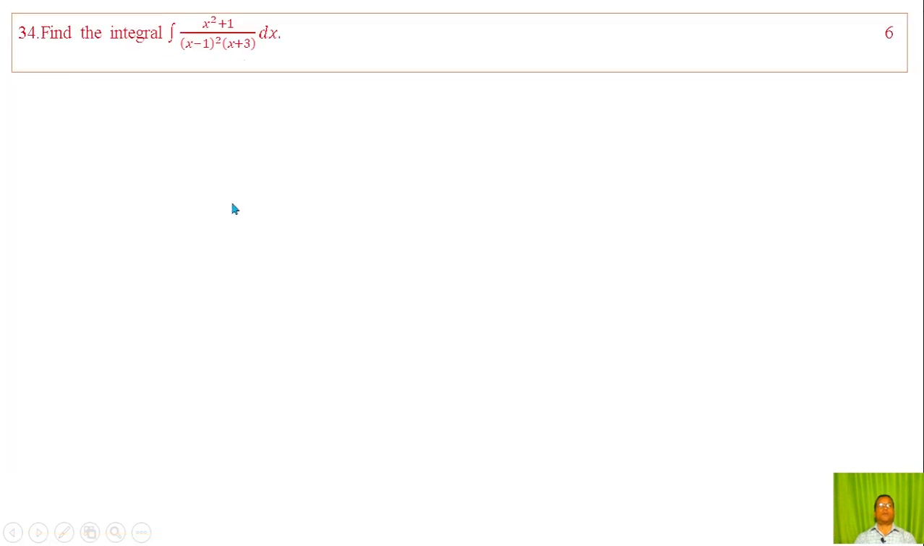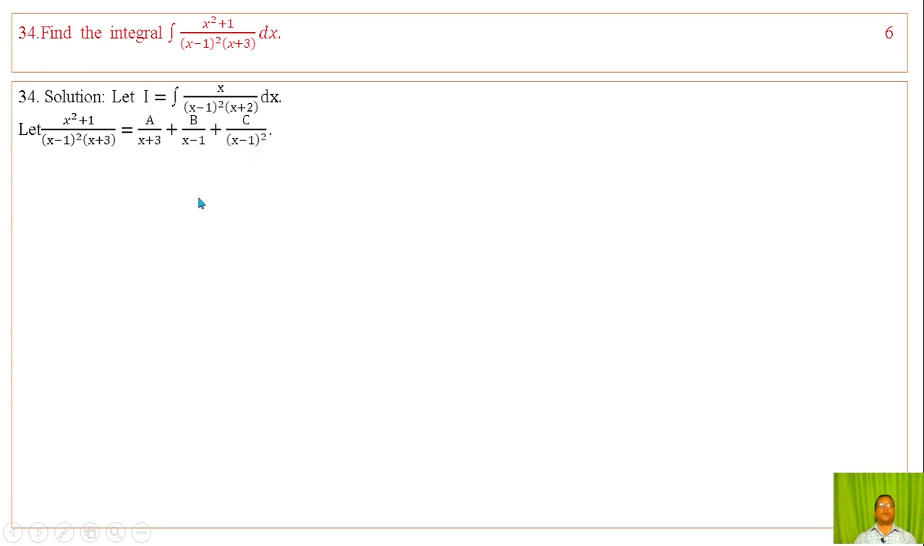Find the integral of x squared plus 1 upon (x minus 1) whole square into (x plus 3). Let I equal to this integral. Let us put the integrand in partial fractions, where the numerator must be x squared plus 1.